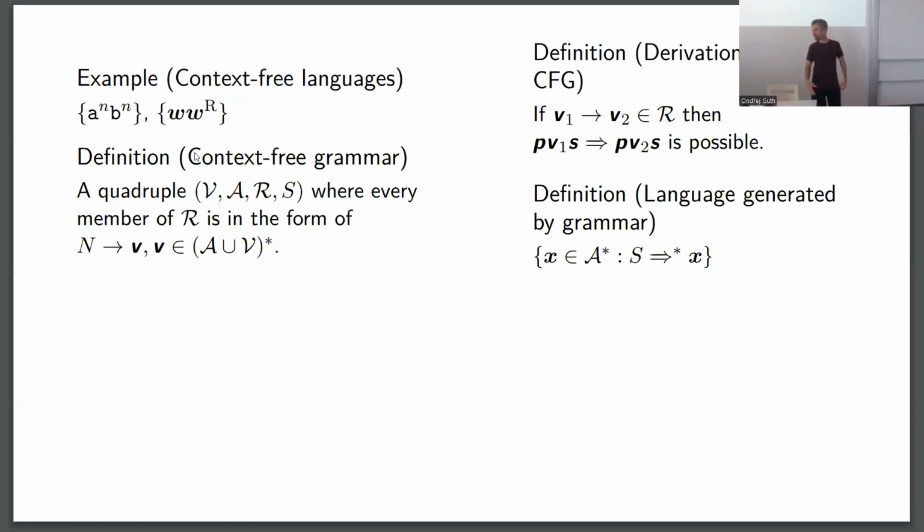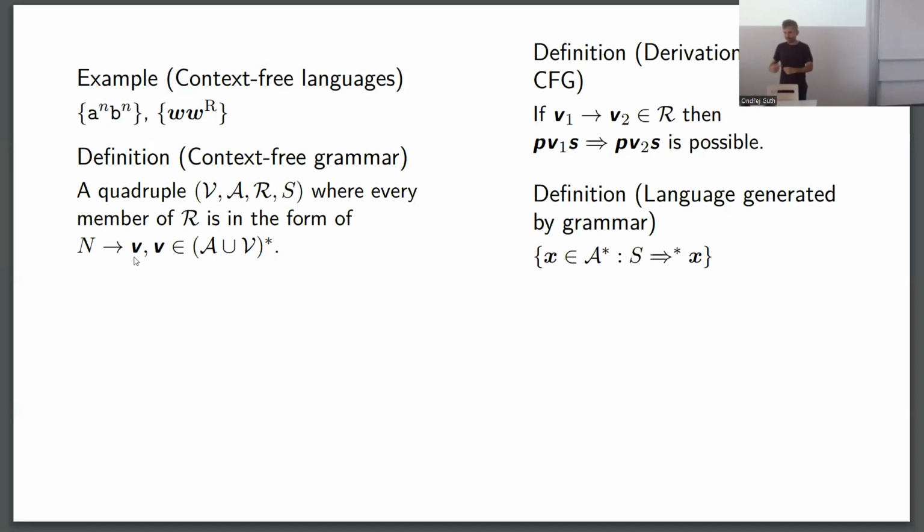For the proof, we need context-free grammars, because the definition says that whatever is generated by a context-free grammar is a context-free language. On the other hand, for every context-free language, there must exist some context-free grammar which generates it. A context-free grammar is just a quadruple of a set of non-terminals, the input alphabet, a set of production rules, and a starting or initial non-terminal. Every production rule of a context-free grammar looks like this: on the left-hand side, we have a non-terminal, and on the right-hand side, we have just an arbitrary string. It's not restricted in any way.